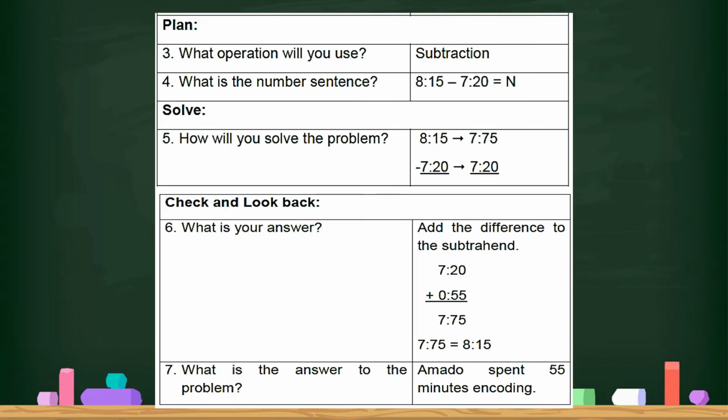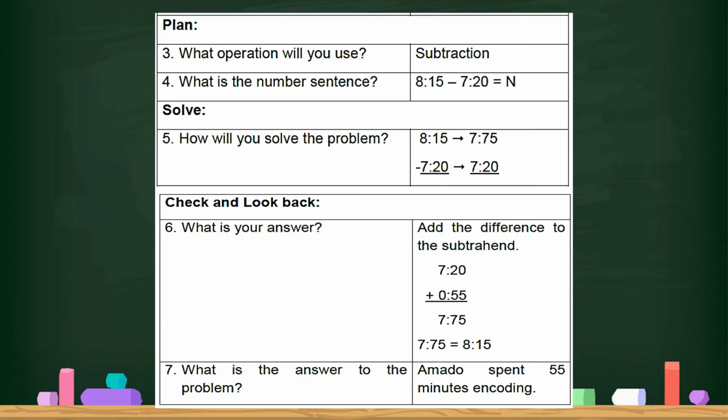Next is plan. What operation will you use? The answer, subtraction. What is the number sentence? The answer, 8:15 minus 7:20 is equal to n. And then solve. How will you solve the problem? 8:15 will change it into 7:75. And then subtract 7:20.